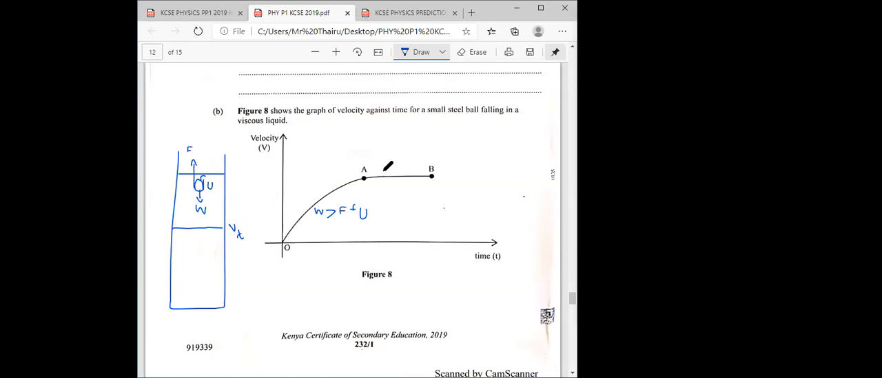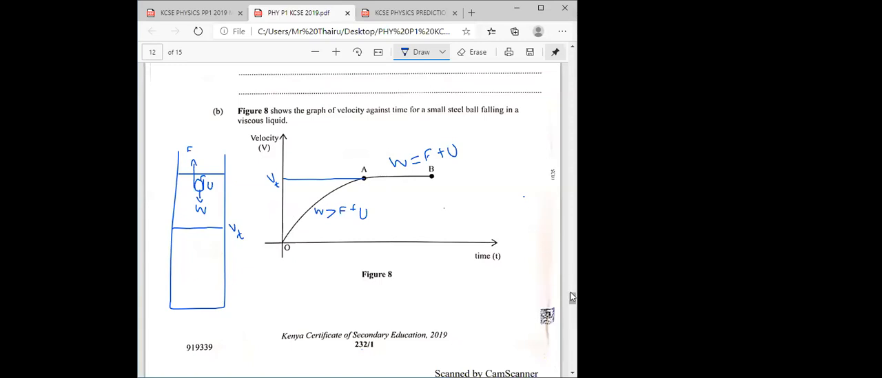This is the point whereby it has now attained the terminal velocity. So our terminal velocity on the graph is going to be at that point. In this case, the weight downward will balance, or will be equal to, the sum of the forces that are acting upward, which is F plus U. So at this position, the net force acting on the body is going to be 0.